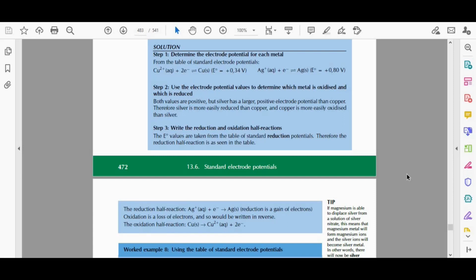And the oxidation half reaction, looking at this part here, we write it from right to left. So Cu, copper in brackets (s), gives us Cu2 plus in aqueous plus 2 electrons.